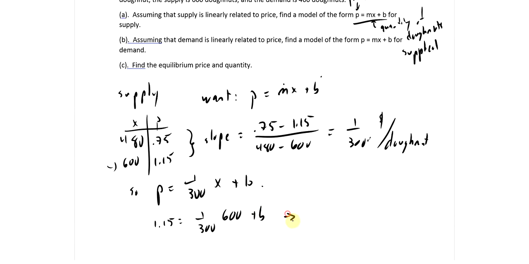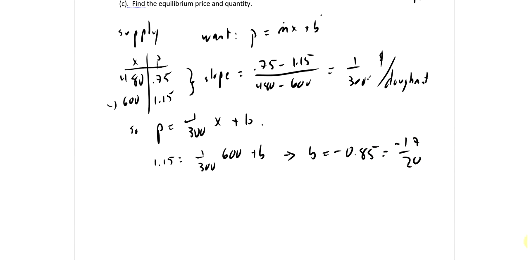right, so a little arrow going over that way, b equals, if you divide this and move the 2 over, minus 0.85, which I'll write as a fraction, minus 17 over 20. You can do this whole problem in decimals if you want. I'm going to do it in fractions.